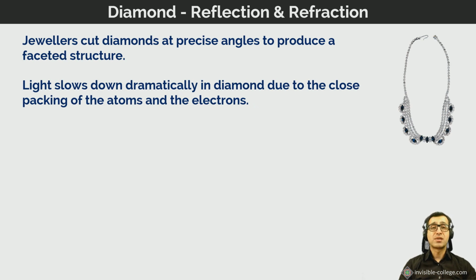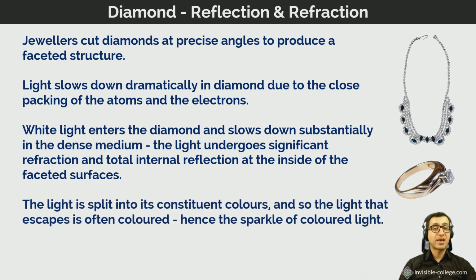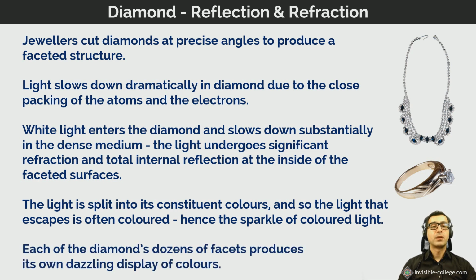The white light enters the diamond and then slows down in that very dense medium. And so the light undergoes significant refraction for this reason, and also total internal reflection at the inside of the faceted surfaces. And this is what gives rise to the sparkly nature of diamonds. The light can also be split into its constituent colours, and so the light that escapes from a diamond is often coloured, and this also accentuates and augments the sparkliness of diamonds under any intensity of light. So each of the diamond's dozens of facets will produce its own dazzling display of colours as it's moved around relative to the position of your eye.